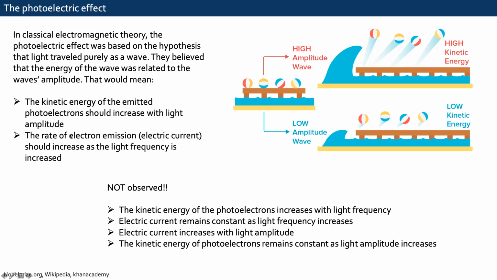And then also in this theory, the rate of the electron emission, so how many beach balls are getting kicked off, should increase as the light frequency is increased. But this is actually not observed. So the classic electromagnetic theory was wrong in this regard, because the kinetic energy of the photoelectrons increases with the light frequency, not the amplitude. And the electric current actually remains constant as the light frequency increases. Yeah, and so what was observed was the electric current increases with light amplitude.